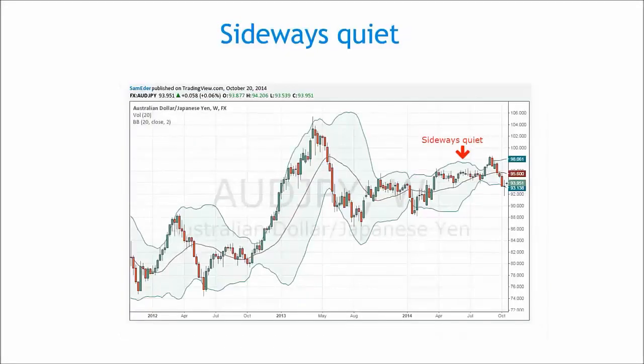Sideways quiet. In a sideways quiet market type, the bands contract and the price forms a tight range. Many traders find sideways quiet market types difficult, but they can be very lucrative if you're patient enough to wait for the breakout. Alternatively, you could go down to a lower time frame and apply a band trading approach.